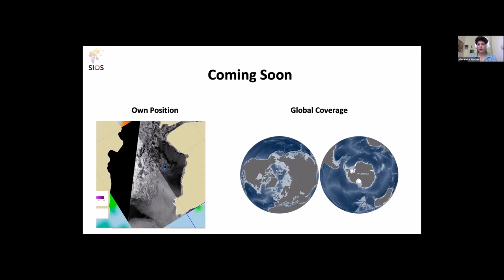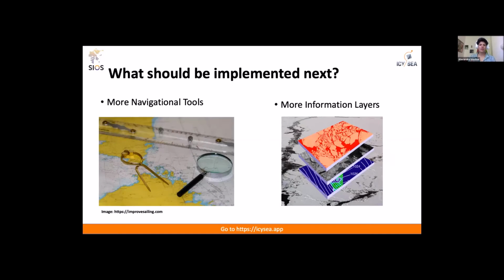And slowly our goal is to have the global coverage. So this month we'll be releasing the Kara Sea region, and there will be some ports as well and some other new features. So I will put some links at the end anyways. So this is for sure what's going to happen soon. And then for the future, what should we implement next? It's a question to you.